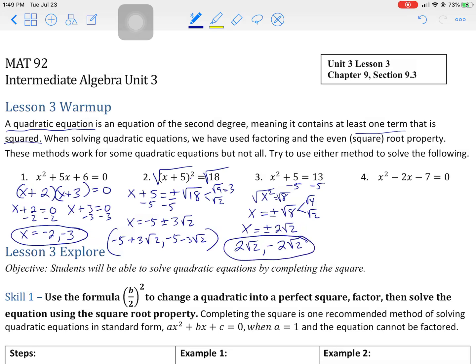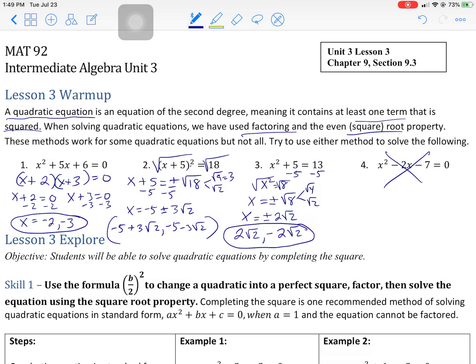Okay. All right, this one here, let's see. Factors of 7 are 7 and 1. There's no way to get a 2 out of that. I don't have a square. If I move the 2x and the 7 to the other side to isolate my x, that's not going to work either. So it turns out the square root property and factoring doesn't work for that one.